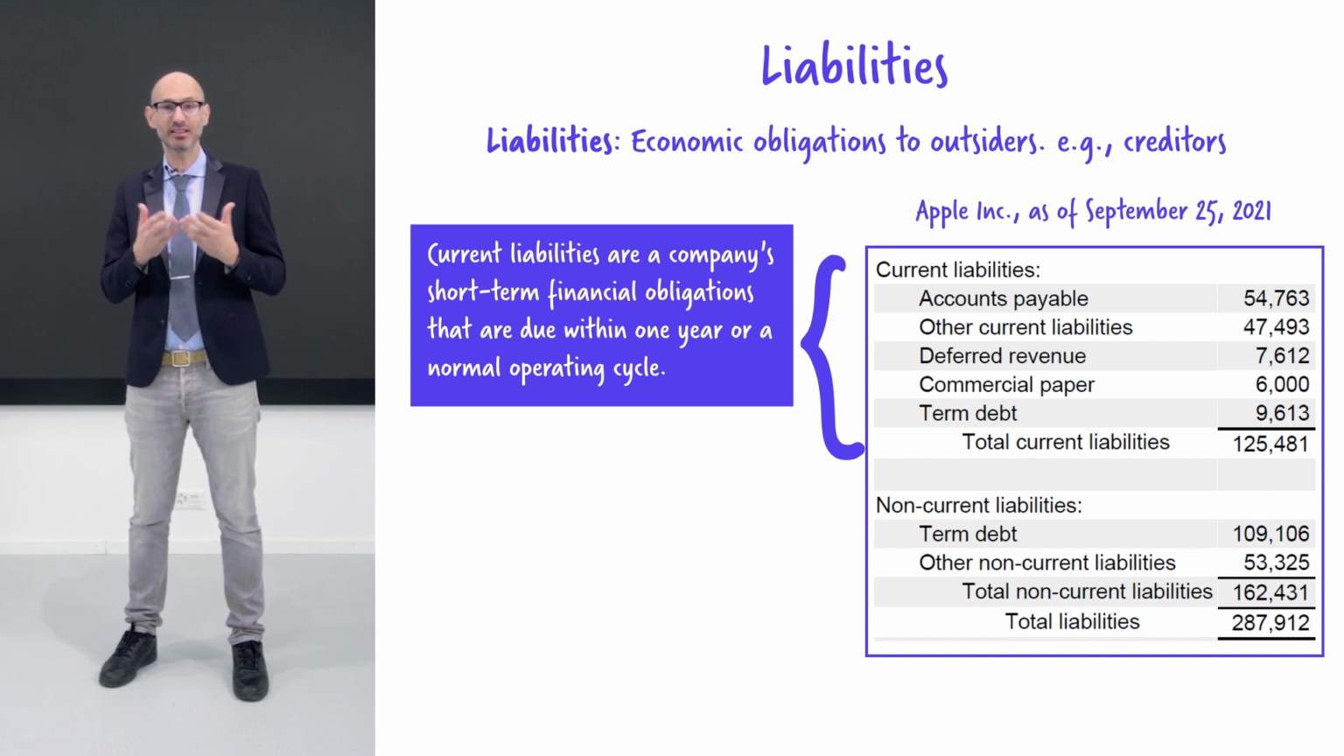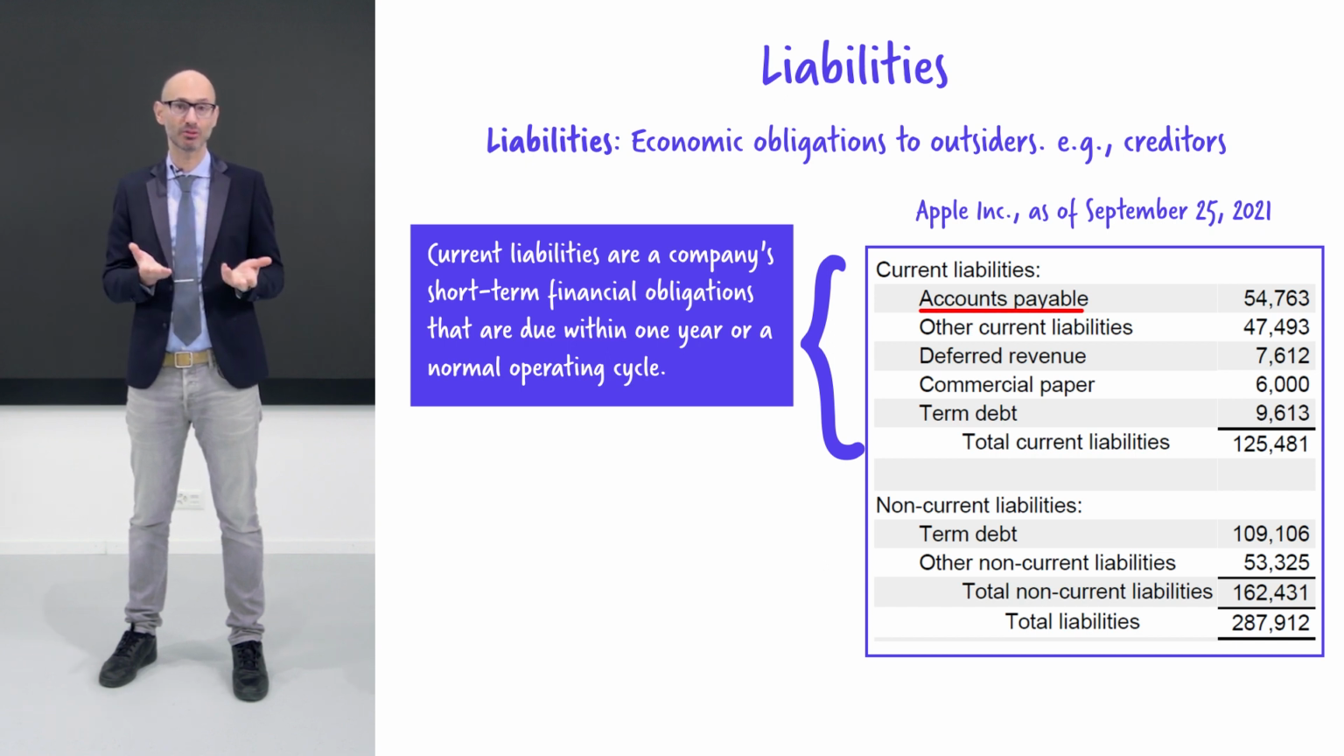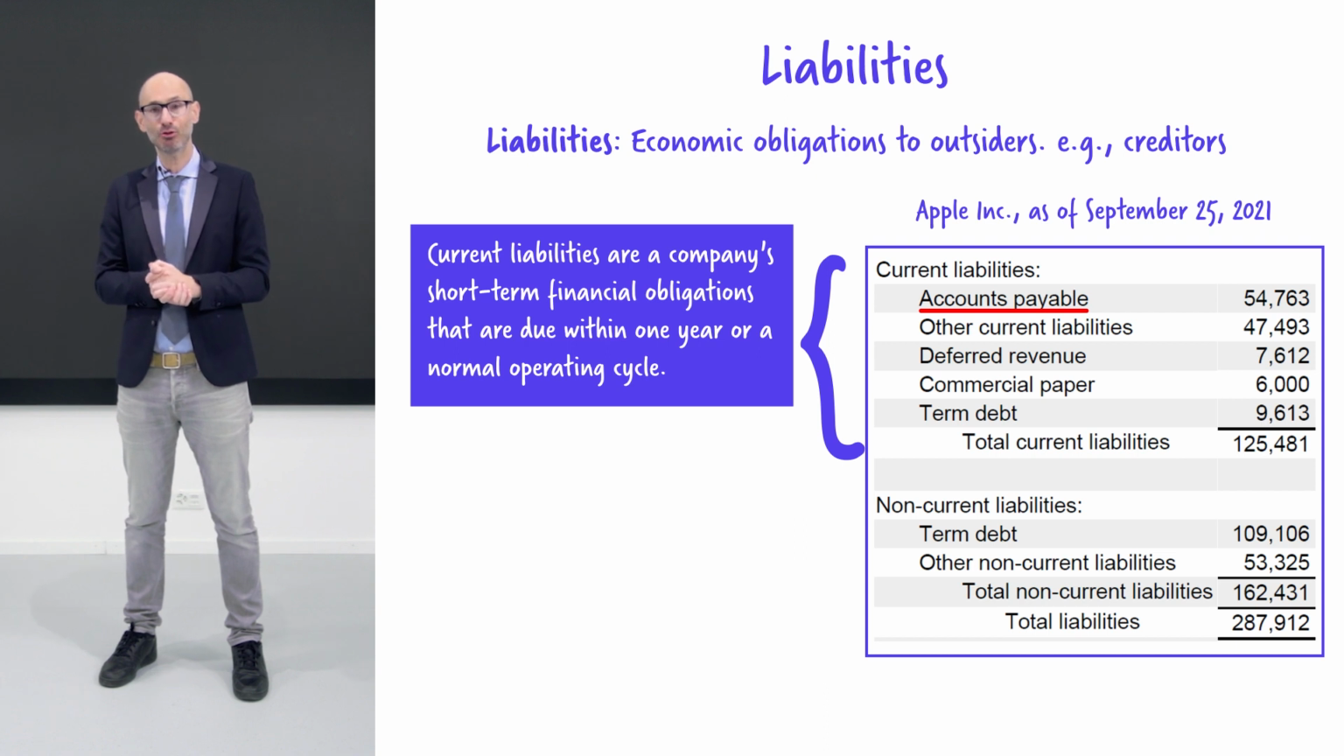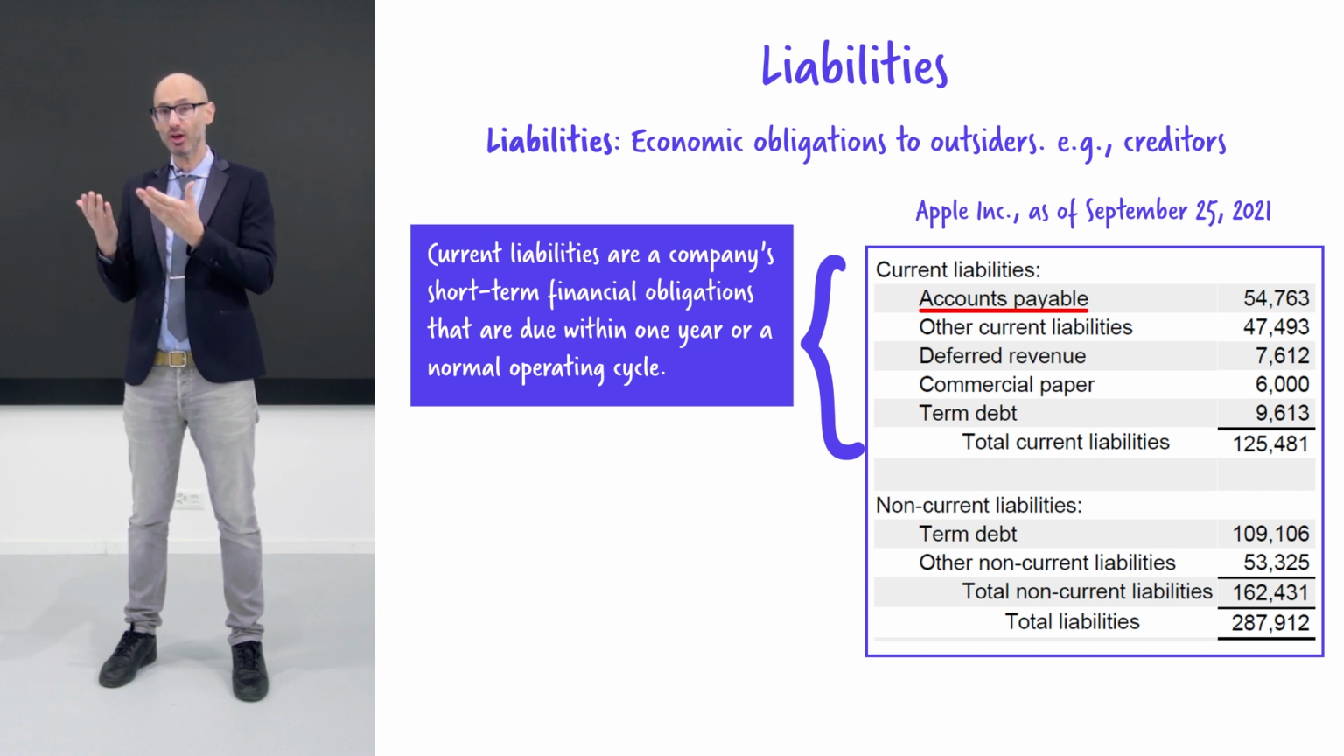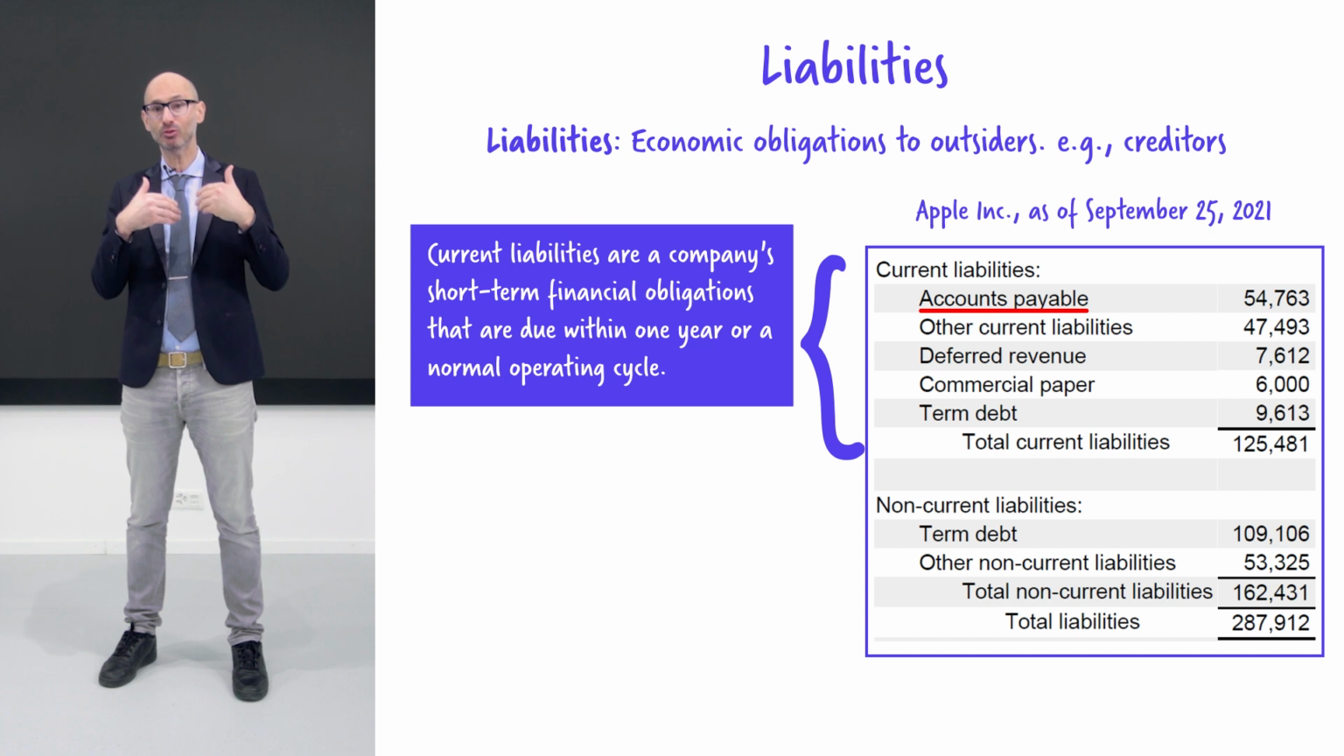For Apple, this includes accounts payable, which is what they owe suppliers, such as Foxconn. And this amount is $54.7 billion. They also have debt that they have to repay to the banks this year, and this amounts to $9.6 billion.